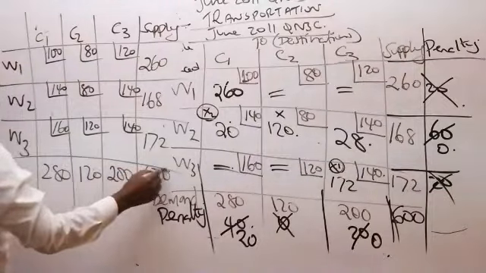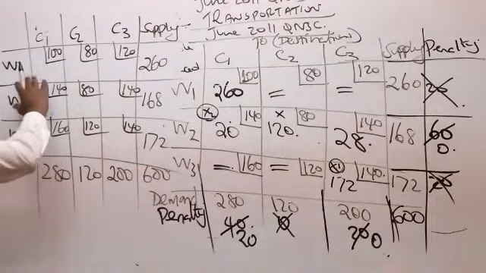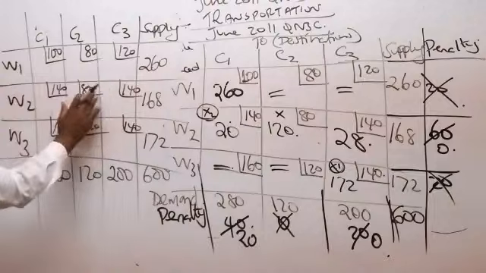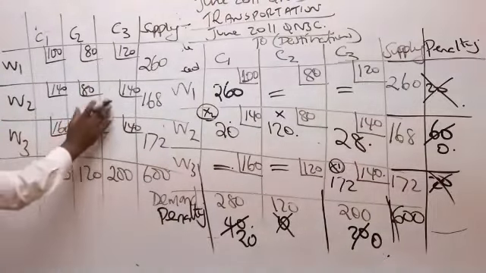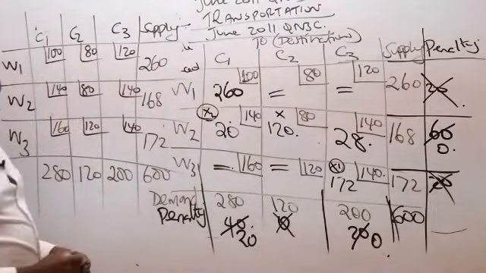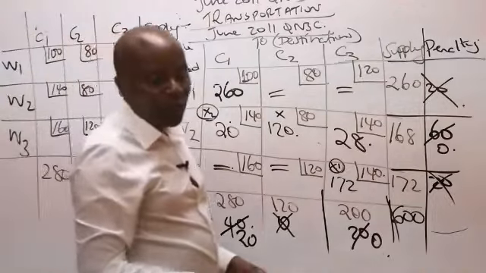Giving us 600. So now I would want you guys to take a step of faith and fill these units, these cells inside here, using Vogel's approximation method without fearing anybody.